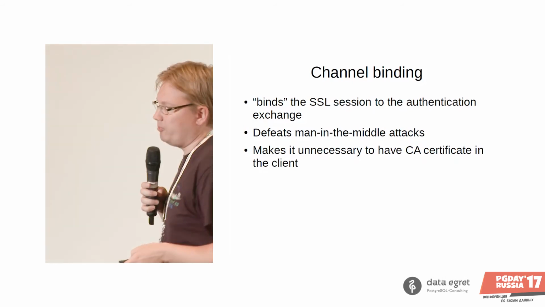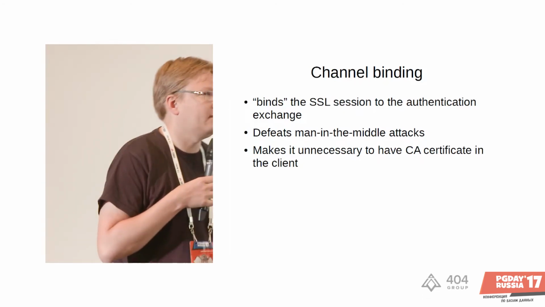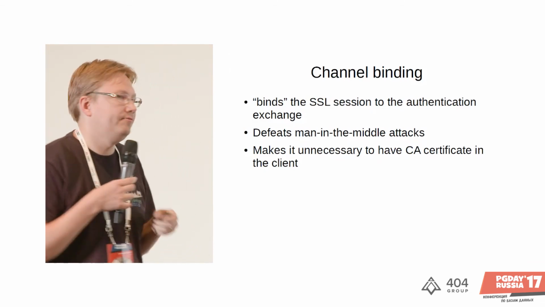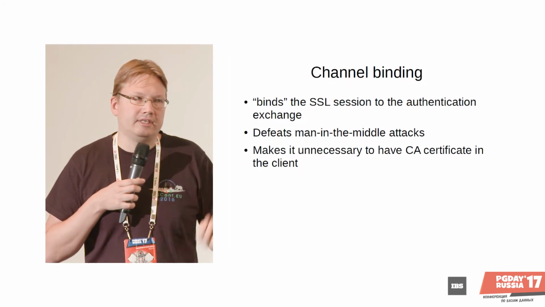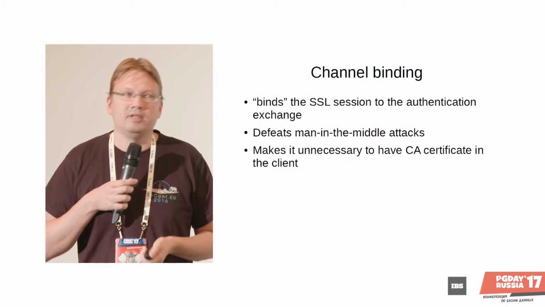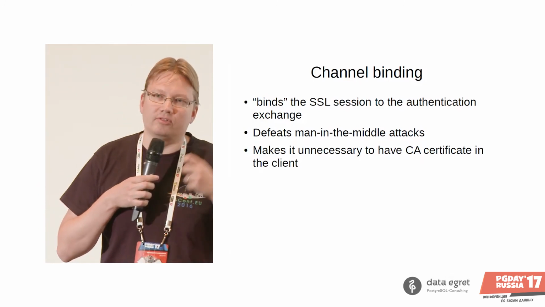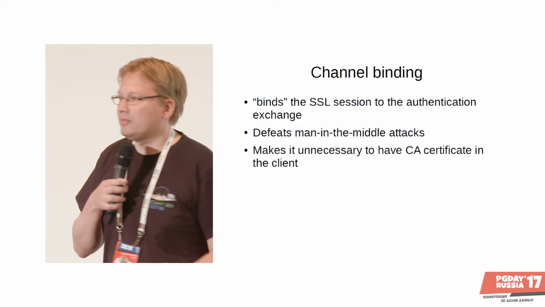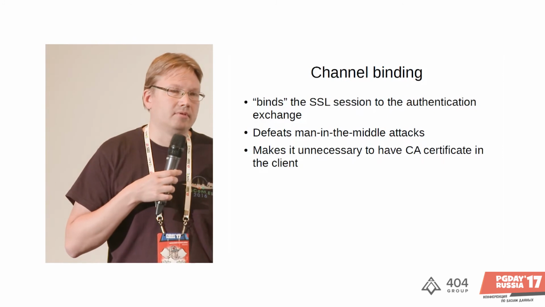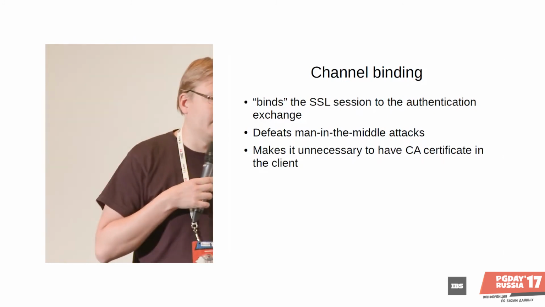And this is essentially a replacement for having a CA certificate installed in the client, because you will detect man-in-the-middle attacks. If you have the CA certificate and you use the SSL mode verify-ca or verify-full, that also defeats the man-in-the-middle attack, but it's kind of inconvenient that you have to install the certificate in the client. With channel binding, that will no longer be necessary, because SCRAM will also do the same thing, and it will detect any man-in-the-middle attack.